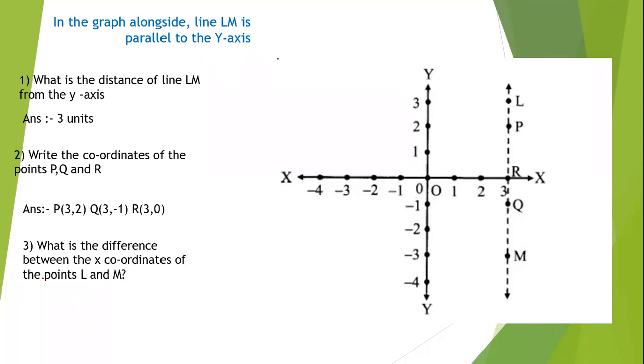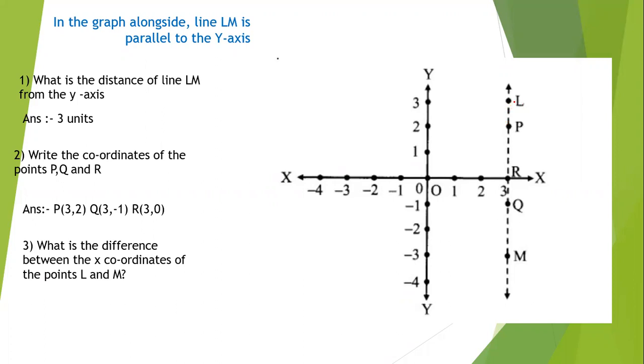What is the difference between the x coordinates of points L and M? Now here we have to find the difference between the x coordinate of point L and point M. Okay, so first we will see what is the x coordinate of point L. So here you have point L.